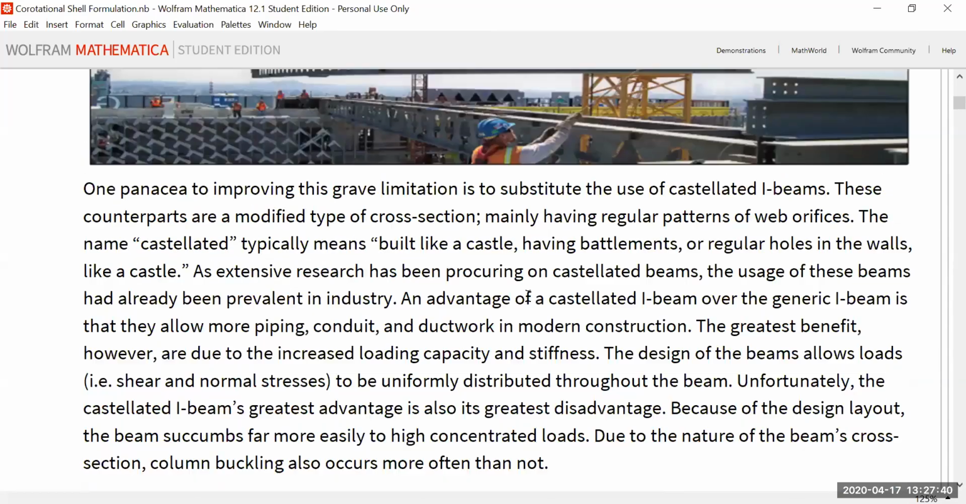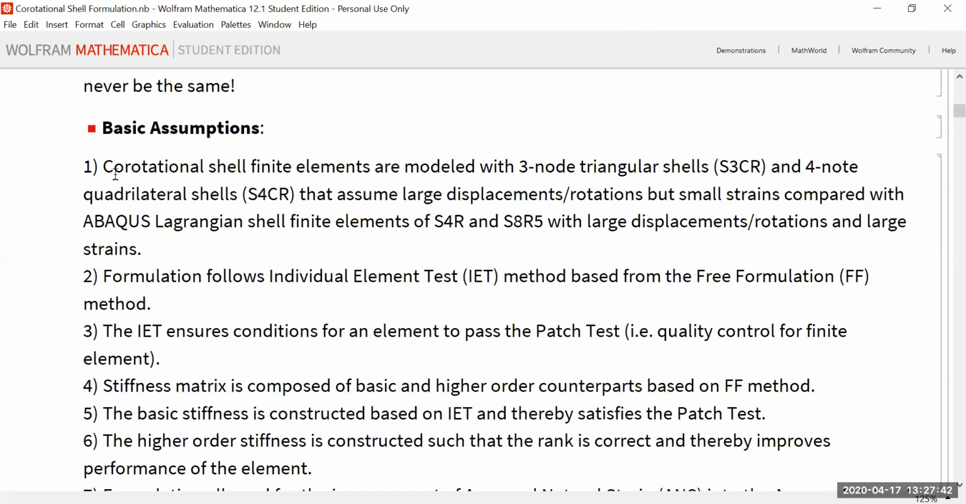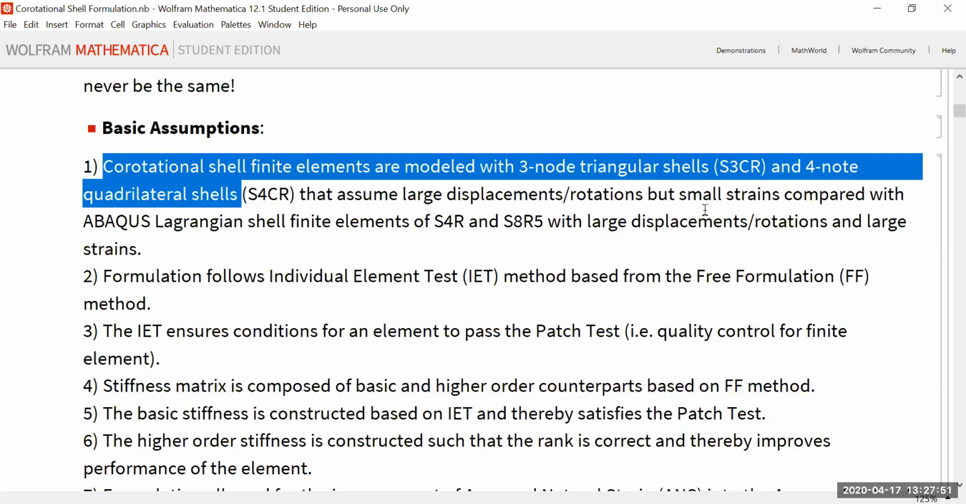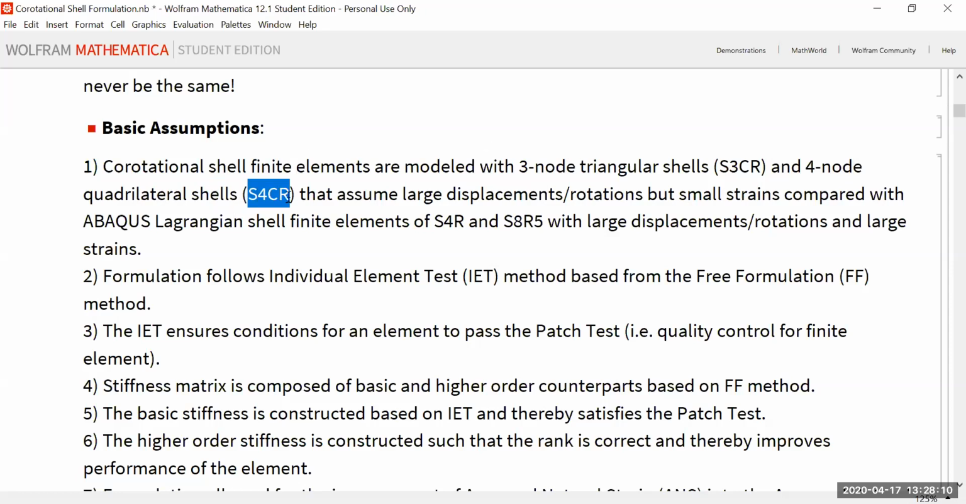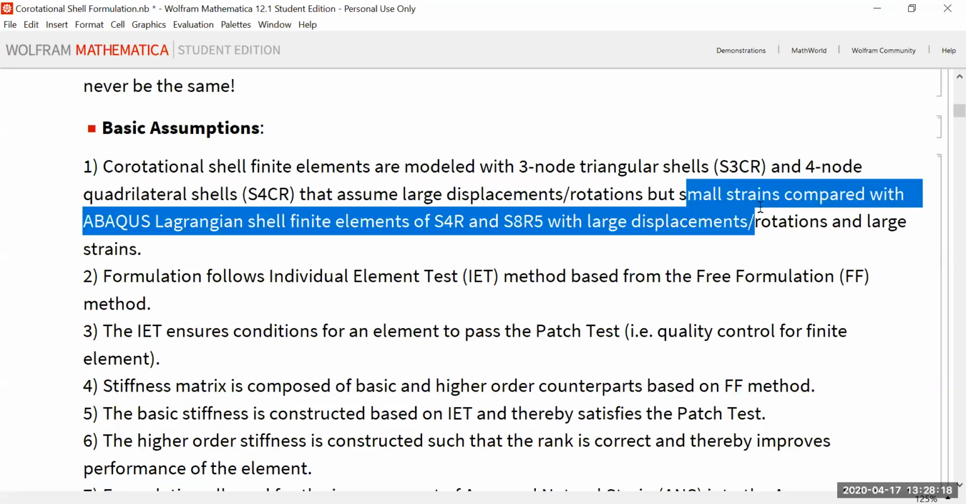So just to start out, what I'm actually doing here is comparing the element performances. For the corotational shell, I have this three-node triangle shell that I'll talk about in a bit, and I'm naming that S3CR, just to make it consistent with Abaqus naming. And then the four-node quadrilateral, I'm naming the S4CR. These corotational shells are going to be with large displacements, but with small strains.